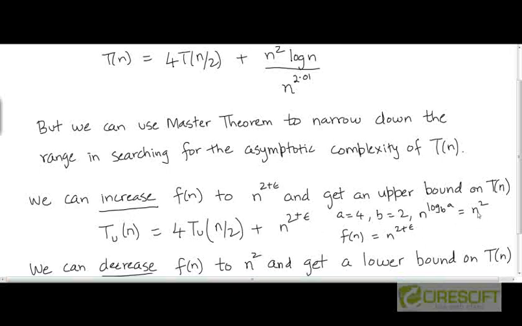So f of n is polynomially larger than n to the power log base b of a. And we don't need to check the regularity condition here because f of n has exactly the form n to the power log base b of a plus epsilon. So we can use case 3 of master theorem and claim that t of n is theta of f of n, which is n to the power 2 plus epsilon. So if we had chosen this specific function n to the power 2.01, then t of n would have been theta of n to the power 2.01.